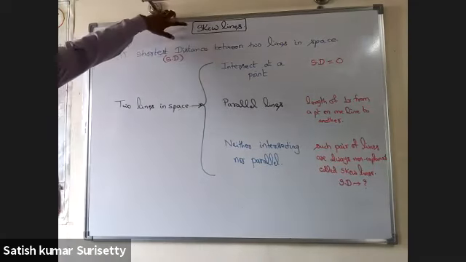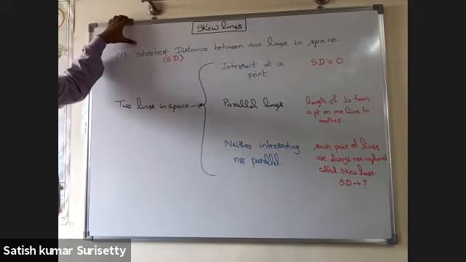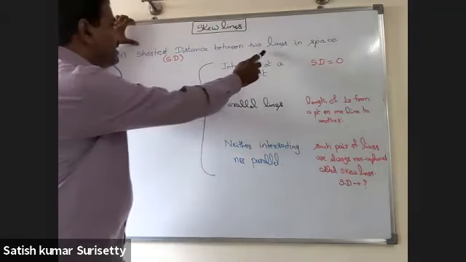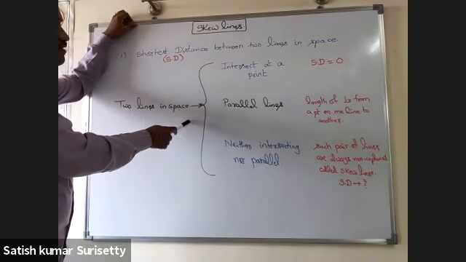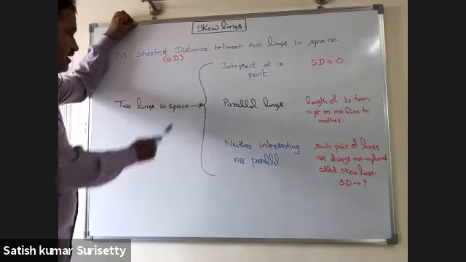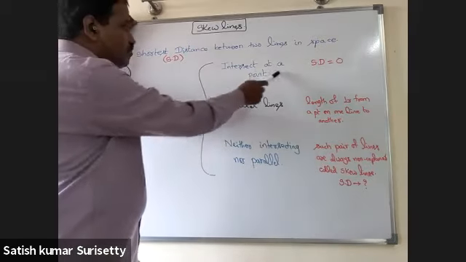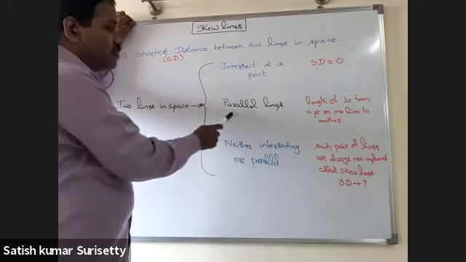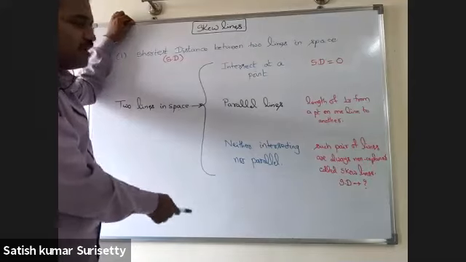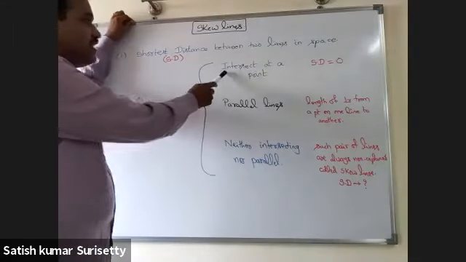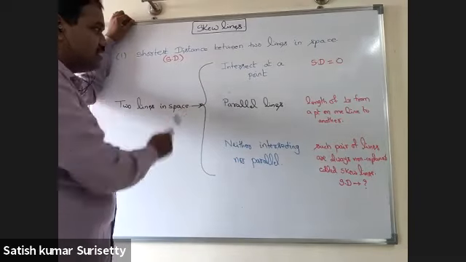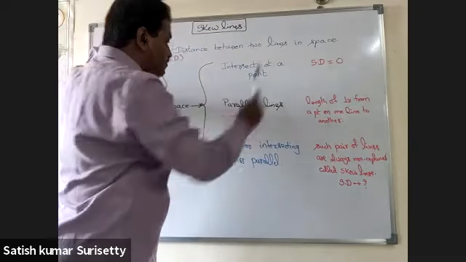So let us discuss the concept of skew lines and the shortest distance between two lines in space. When I consider two lines in space, you will have three possible cases. The lines can intersect at a point, or the lines can be parallel, or one more case is neither intersecting nor parallel. Now, if the lines intersect at a point, then the shortest distance between those two lines will be 0.